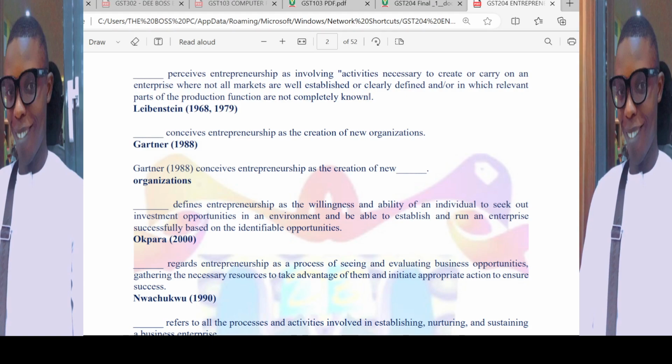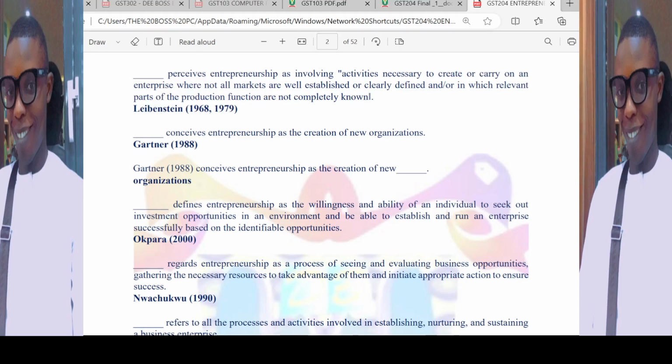Now, another person, Gartner, conceives entrepreneurship as the creation of new organizations. So, organizations that are new, that did not exist before, creating them. That is what entrepreneurship is. So, we need to understand that.